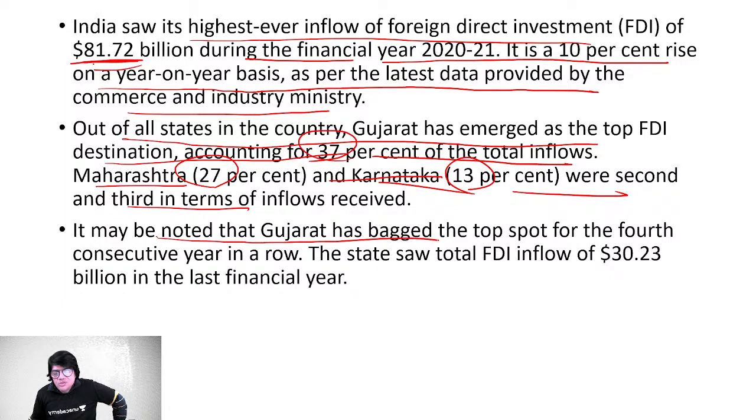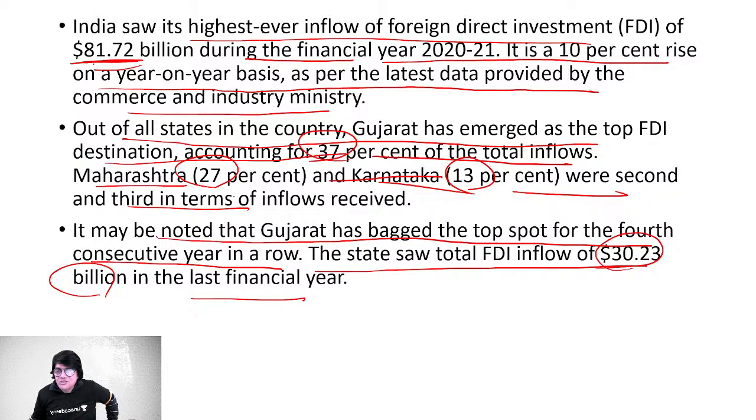And it may be noted that Gujarat has bagged the top spot for the fourth consecutive year in a row. And this is important to understand, that Gujarat is not doing well only this financial year, that is ending 21, last financial year. But Gujarat is doing well for the last 4 years in a row successively. That is a great and triumphant achievement of Gujarat. And the state saw total FDI inflow of $30.23 billion in the last financial year. And this financial year, if you can make out, is a whopping increase in that.